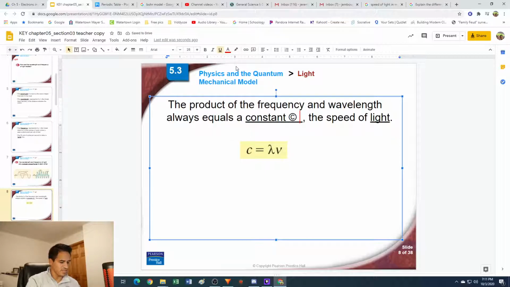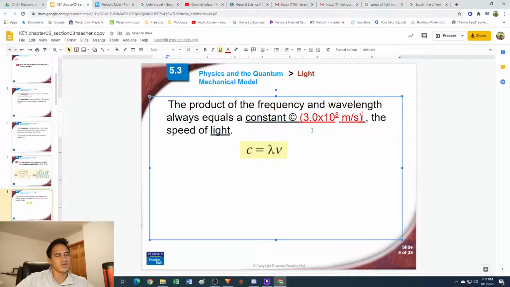So the speed of light is a constant number. It is 3.0 times 10 to the 8th meters per second. So that basically is how fast light travels. It travels like 3 billion meters per second, roughly. Okay, or so. It's really fast, obviously.